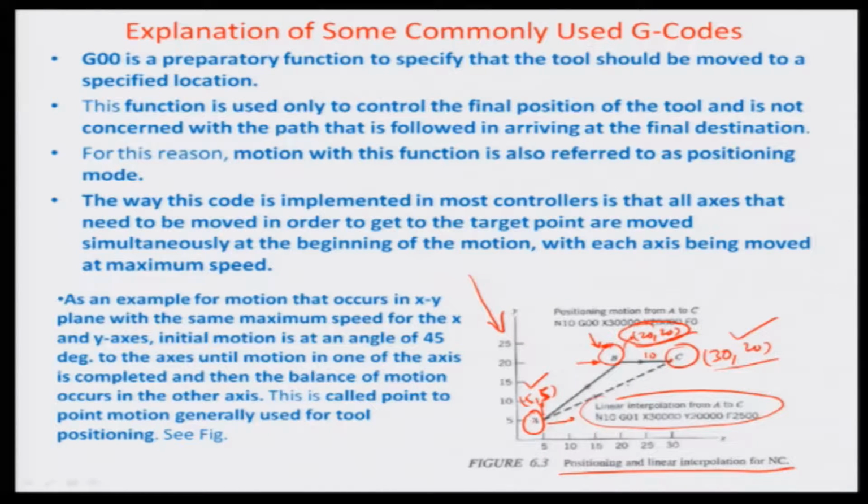So, the linear position really would be from A to C along the dotted line, as you can see here. This is the linear positioning and this is the rapid positioning, and the rapid positioning is basically G00 and the linear positioning is basically G01.